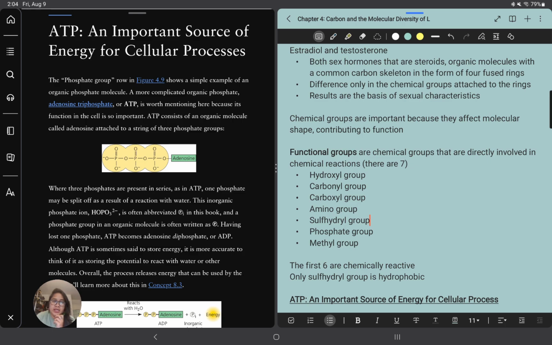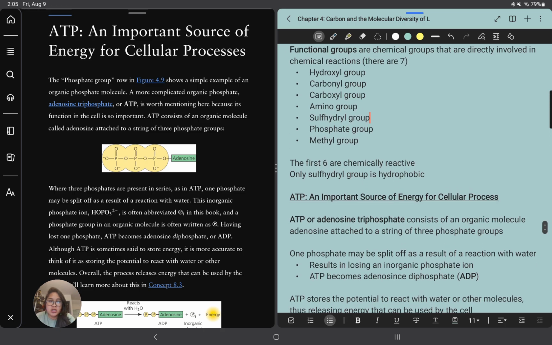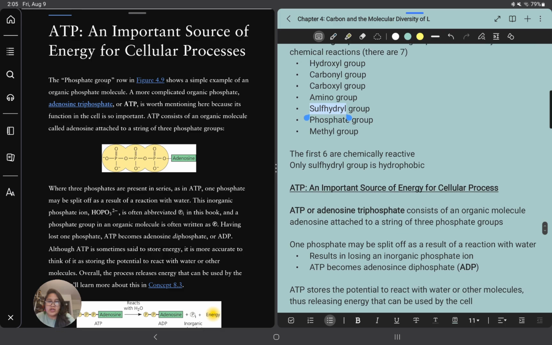Chemical groups are important because they affect molecular shape, contributing to function. Functional groups are chemical groups that are directly involved in chemical reactions. There are 7: hydroxyl, carbonyl, carboxyl, amino group, sulfhydryl, phosphate, and methyl. The first 6 here are chemically reactive, and only sulfhydryl is hydrophobic. The rest are hydrophilic.